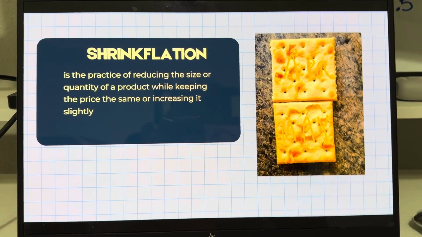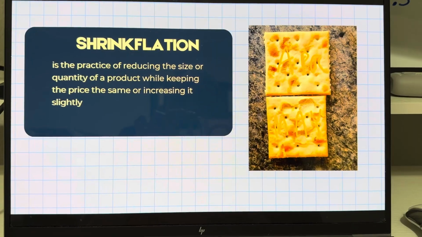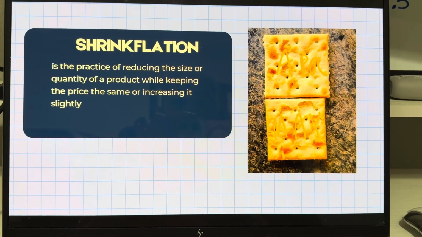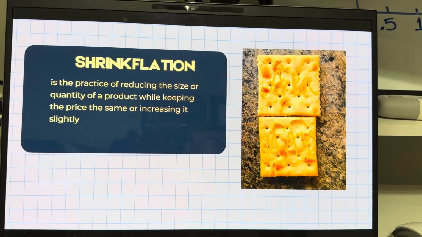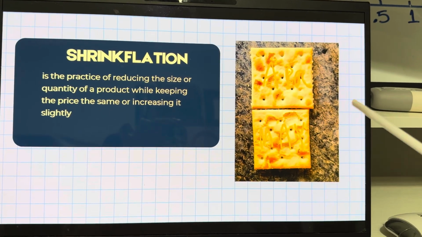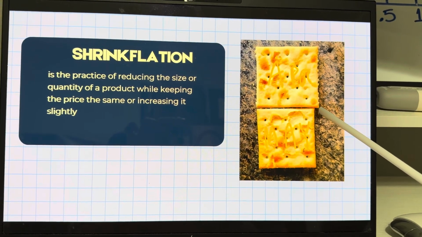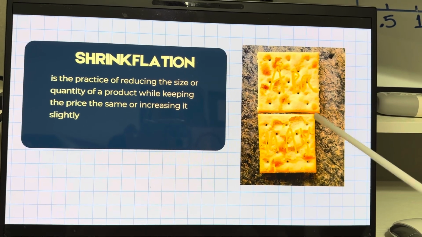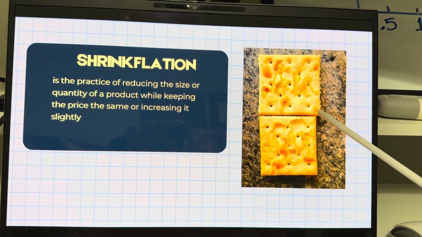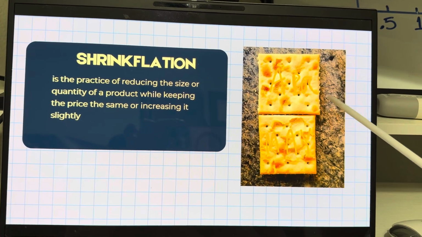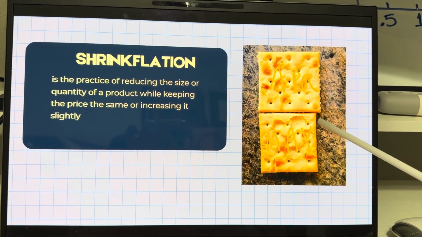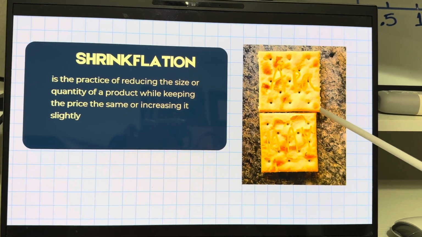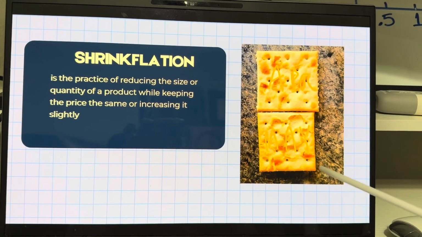And now we're gonna define shrinkflation. It's the practice of reducing the size or quantity of a product while keeping the price the same or increasing it slightly. As we can see, the difference between these two crackers, the size is different. These crackers are going to cost you the same, but you have less product. It's very minimal, but it's less.